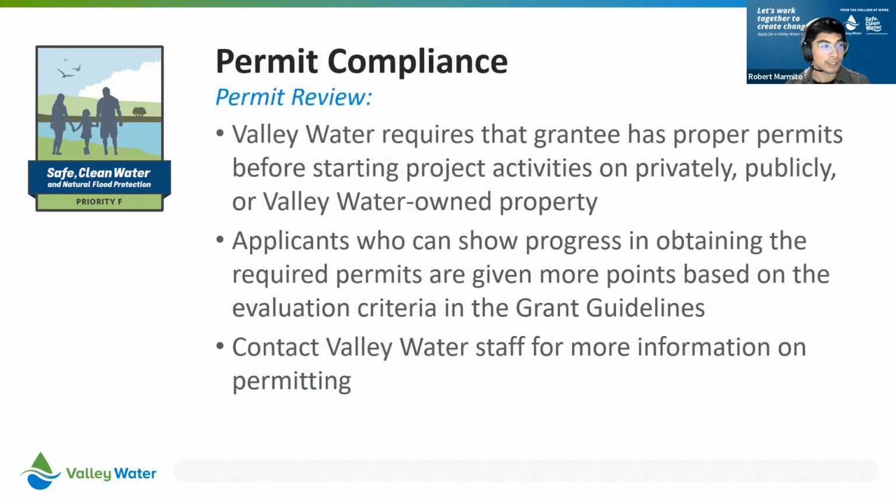All right, moving on to our next compliance requirement, which is permits. Valley Water requires that the grantee has proper permits before starting project activities on privately, publicly, or Valley Water owned property. Applicants who can show progress in obtaining the required permits are given more points based on the evaluation criteria in the grant guidelines. So if you have any permits or permit applications that are in progress, please also include those in your application.